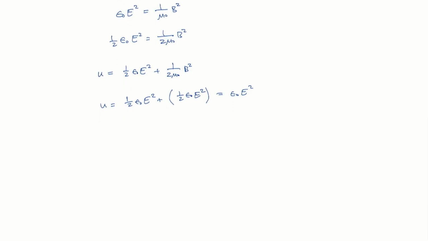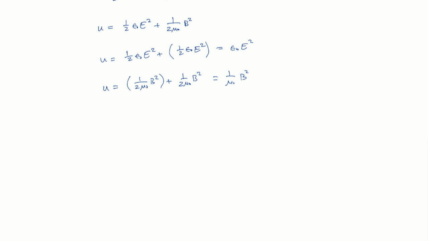We can substitute for the electric field part, and so we get 1/2 mu 0 B squared plus 1 over 2 mu 0 B squared. And we get 1 over mu 0 B squared.